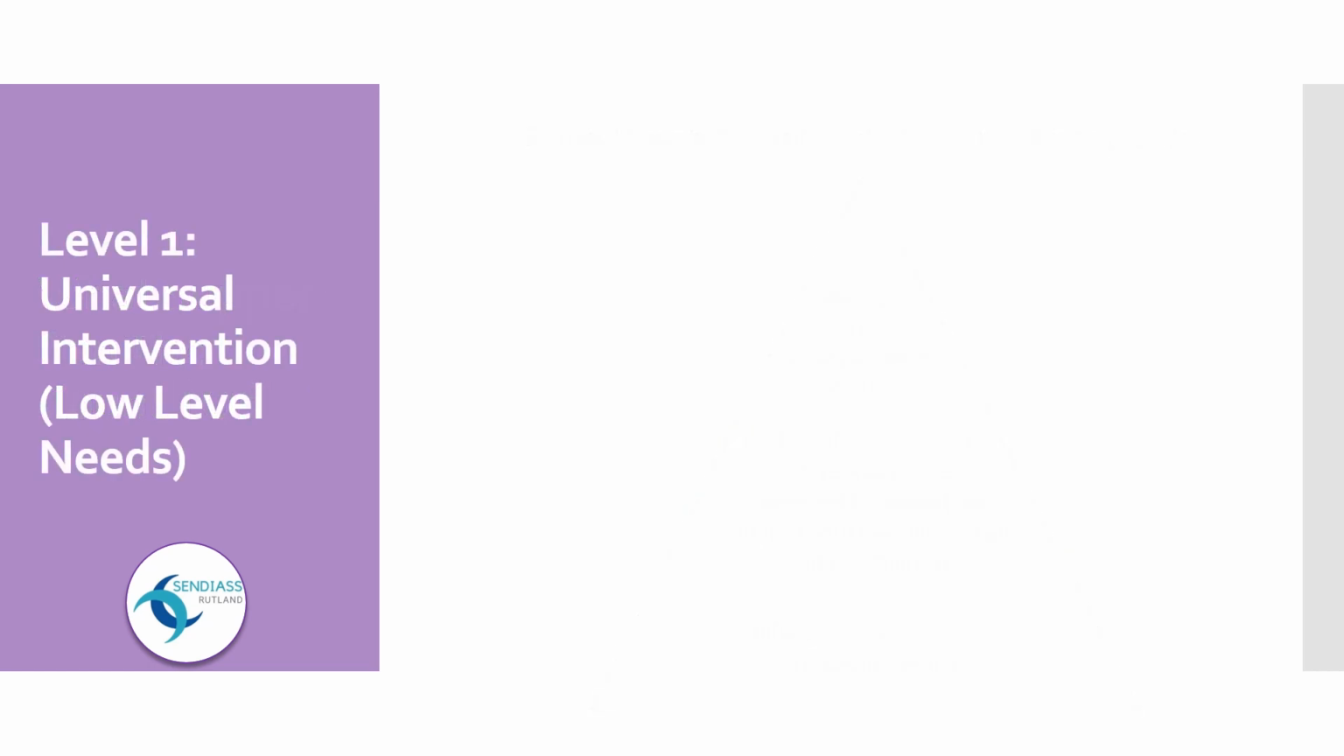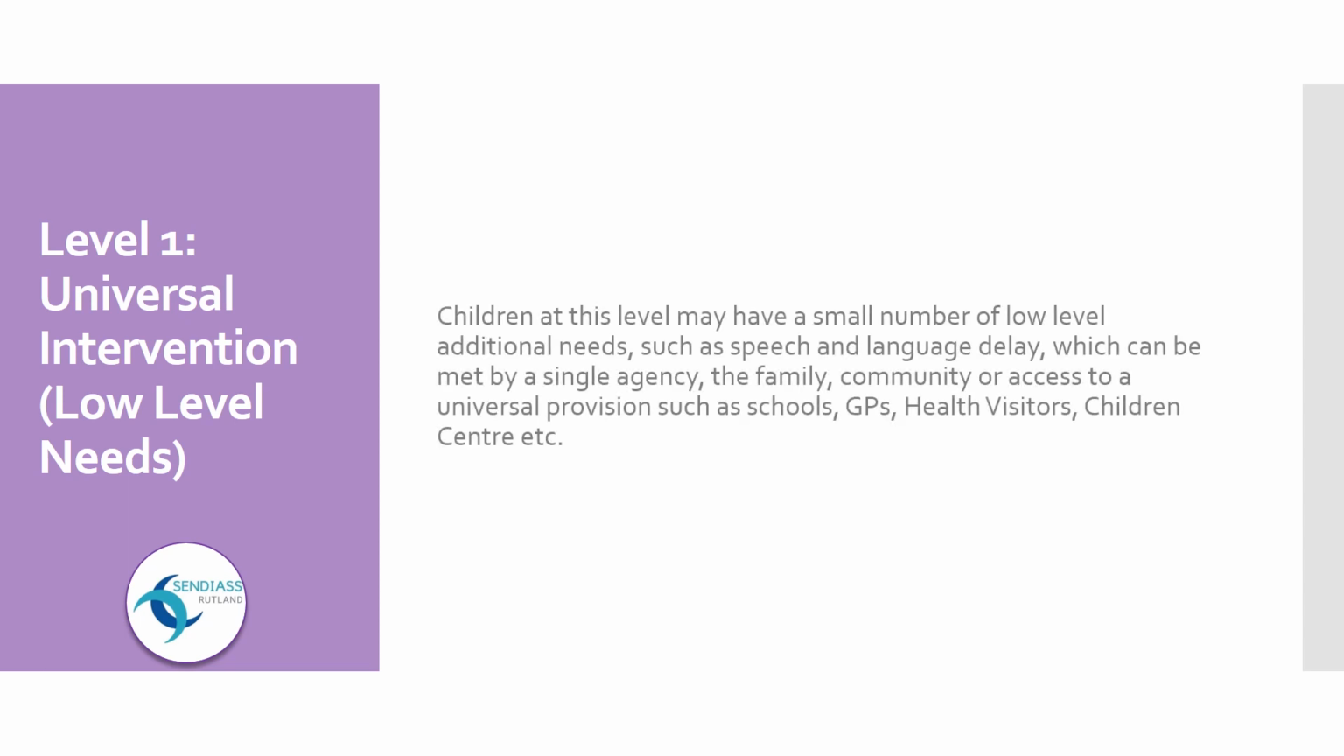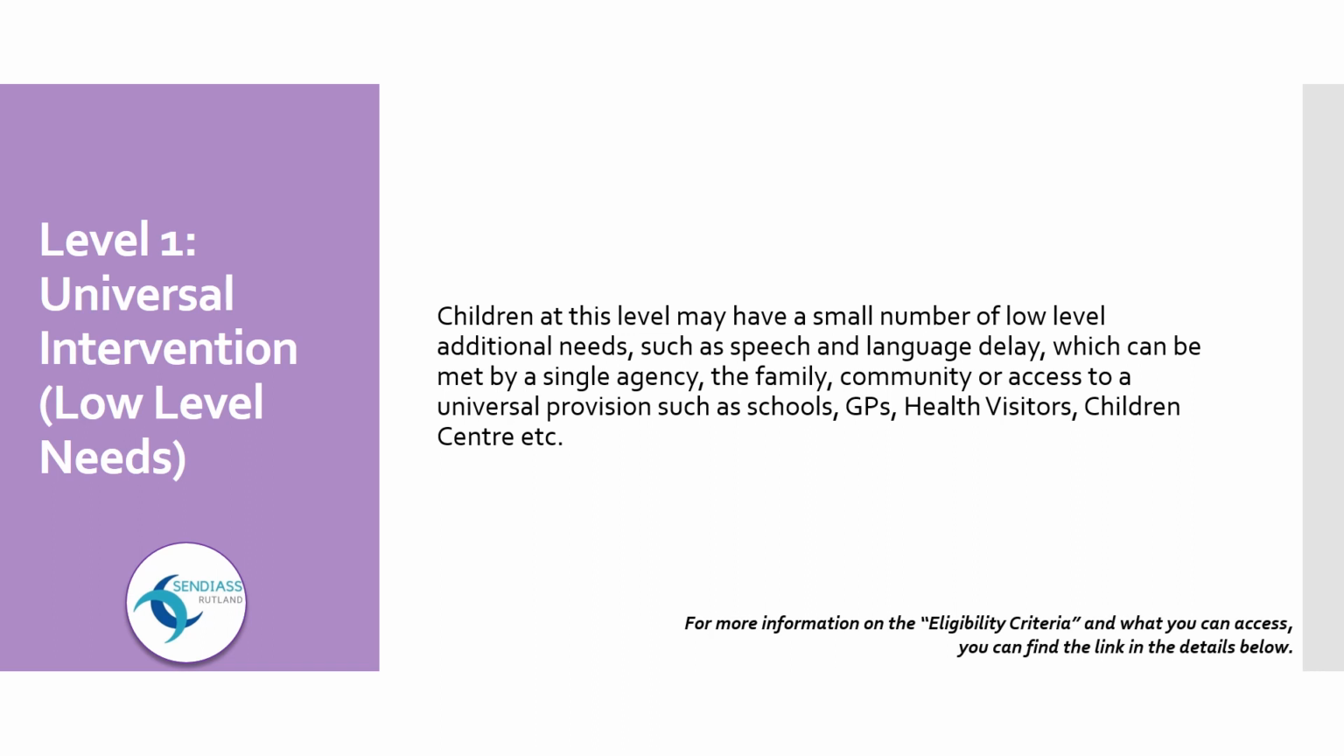Level 1, universal intervention, low-level needs. Children at this level may have a small number of low-level additional needs, such as speech and language delay, which can be met by a single agency, the family, community, or access to a universal provision such as schools, GPs, health visitors, children's centre, etc. For more information on the eligibility criteria and what you can access, you can find the link in the details below.